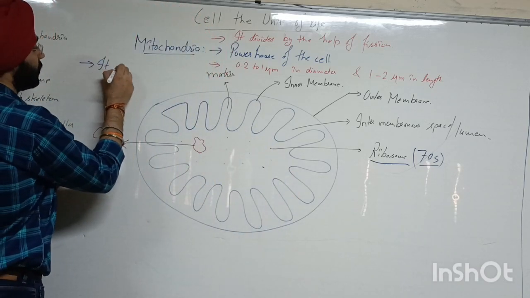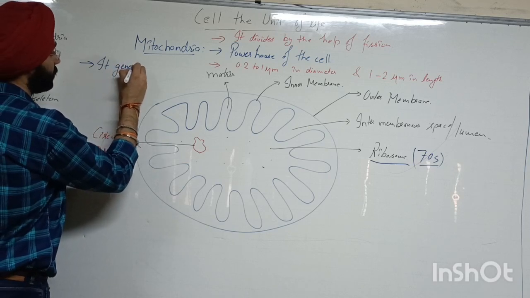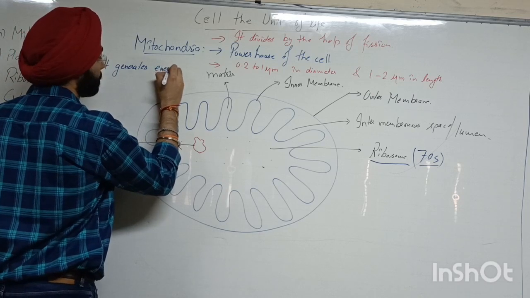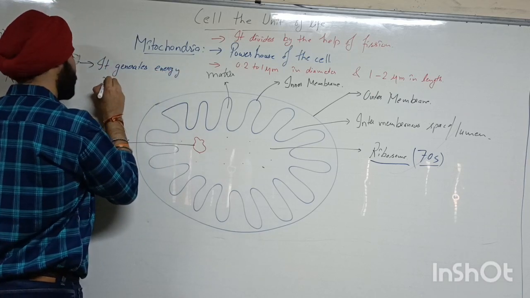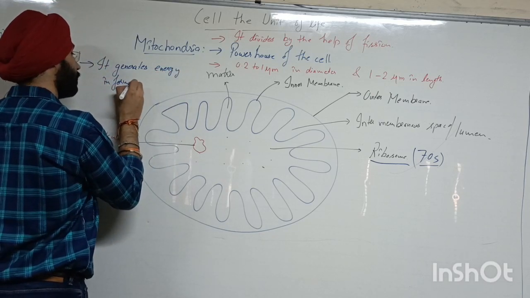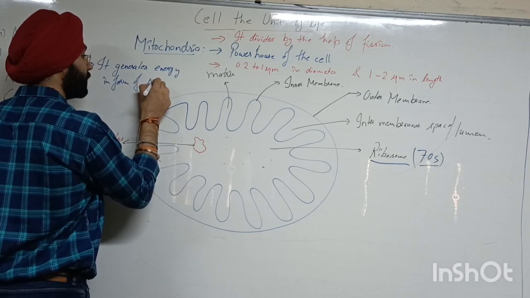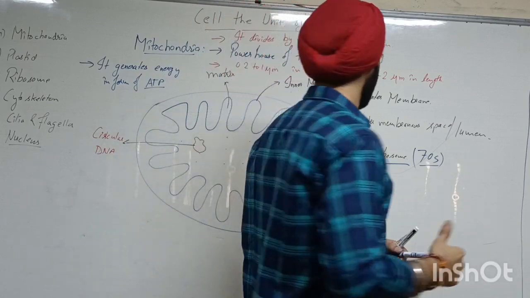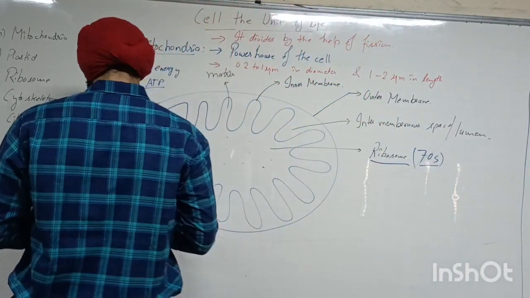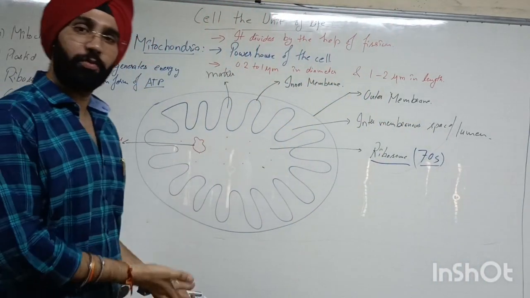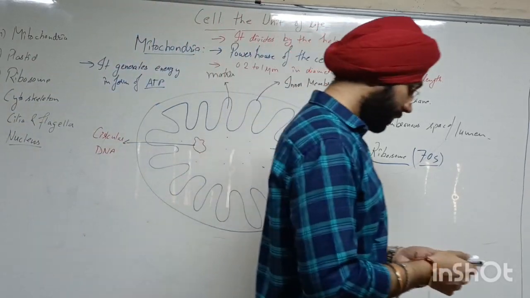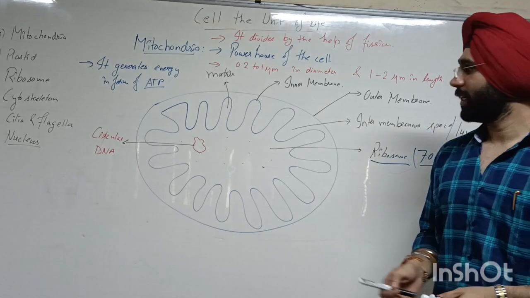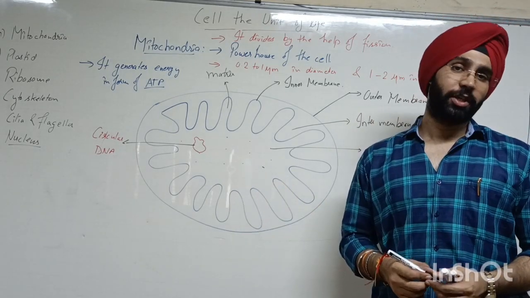It generates energy in the form of ATP. ATP stands for adenosine triphosphate. Okay. So how does this work? Many people ask me, how does mitochondria produce energy? Well, actually, it helps in respiration.